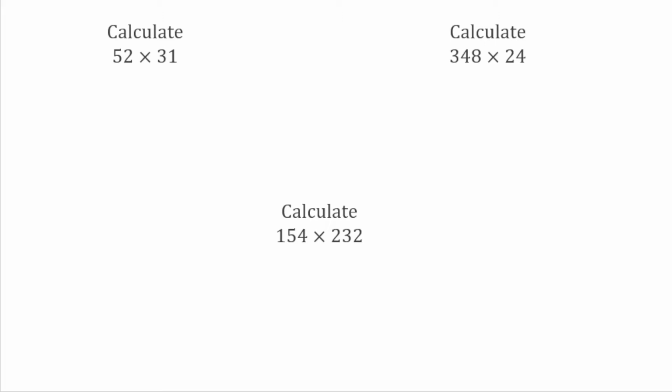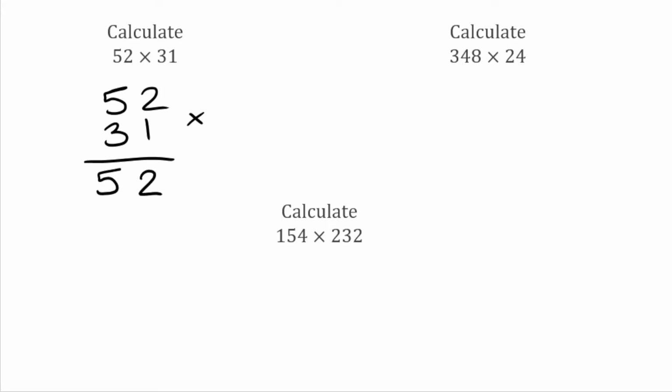So for our first question, we have 52 multiplied by 31. So I'm going to start with this right-hand column. I'm going to start with the 1. So I do 1 multiplied by 2, which is 2. And then 1 multiplied by 5, which is just 5.